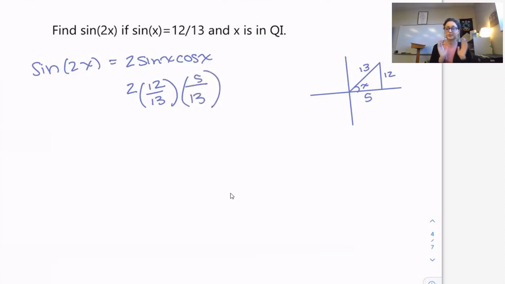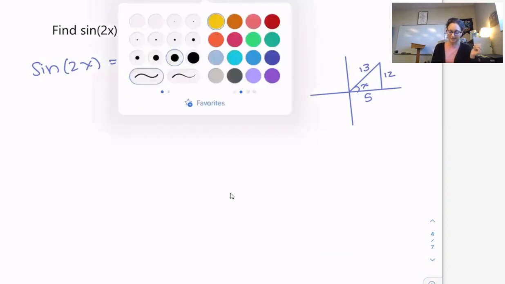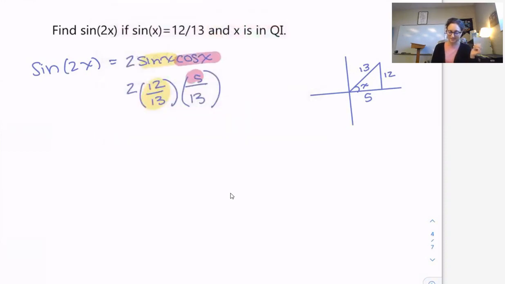And make sure that you're just taking the ratios here, so it's not sine of 12 over 13, right? It's that sine of x is equal to 12 over 13. So I replace this with this, just like I replace this with that, okay? So make sure your sine and your cosine are gone at this point. Now we can just multiply straight across. So 2 times 5 is 10, times 12 is 120, and 13 squared is 169.